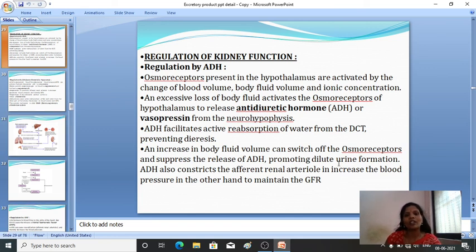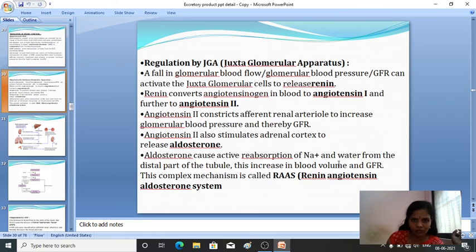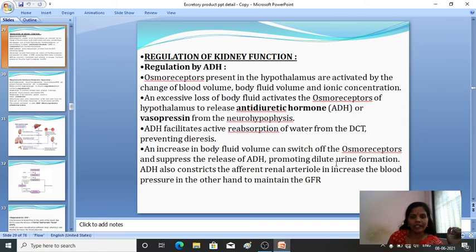So the antidiuretic hormone has another function in maintenance. Generally when excess loss of fluid takes place in the body, these osmoreceptors of the hypothalamus release the ADH, that is antidiuretic hormone or vasopressin, from the neurohypophysis.